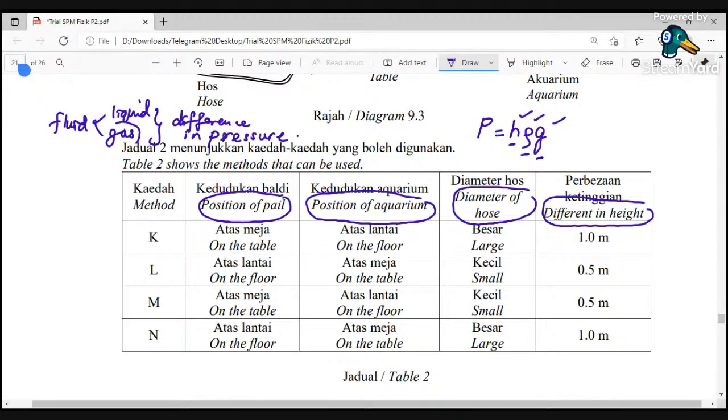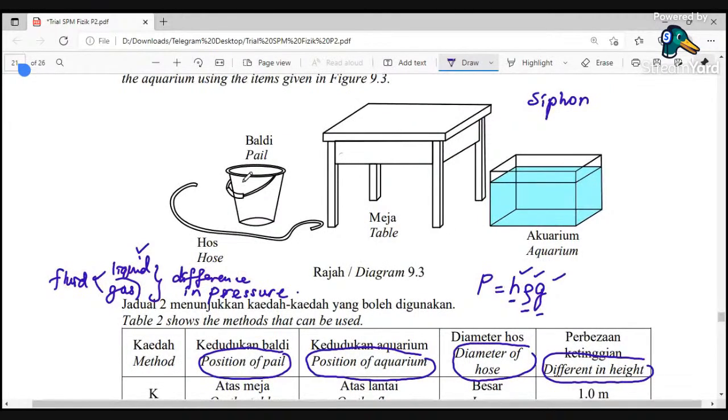The same happens to liquid such as water. It always flows from high pressure to low pressure. So in order to transmit liquid or water from this aquarium to the pail, we need to ensure that there is a difference in pressure. If you place this hose pipe into the pail and the aquarium, at the two endpoints there must be a difference in pressure. The higher the difference, the faster the water will be transferred, because the difference in pressure relates to how fast the water can be transferred out.